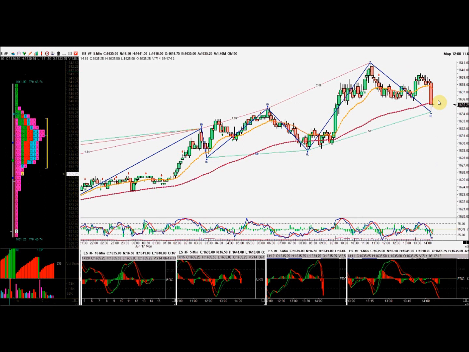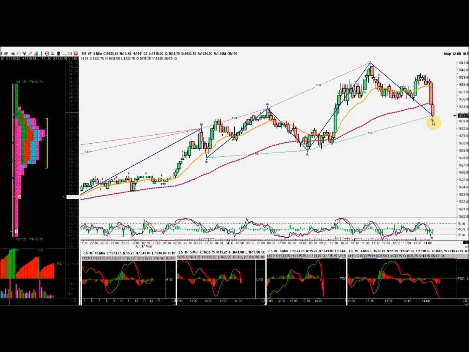We're down to 1635.25. So I'm at 1635. So I'm about a half a point into it. And we'll watch that pretty carefully to see when we want to get out.